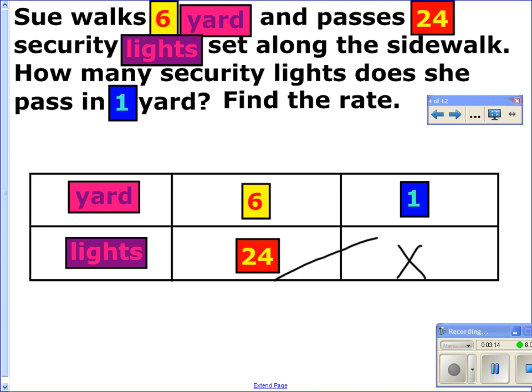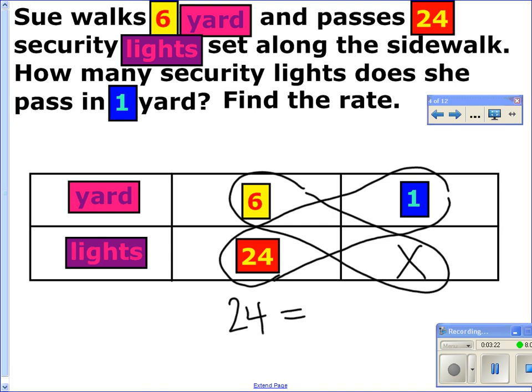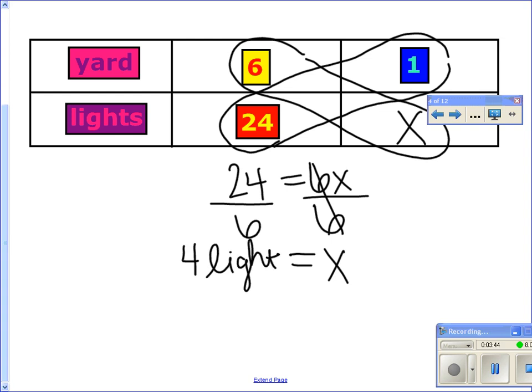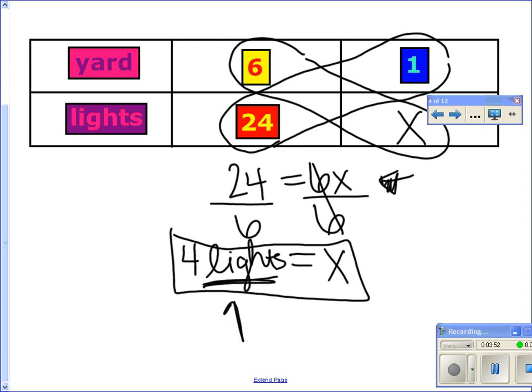Again, we're going to cross multiply. 24 times 1 is 24 equals 6 times x is 6x. Remember, the number always comes before the variable. Okay, so now to solve for how many lights you get in 1 yard, you're going to divide both sides by 6. The 6's cancel, so you get x equals 24 divided by 6 is 4, and make sure you label lights. You always need to have the equation after you cross multiply and the label in your answer.